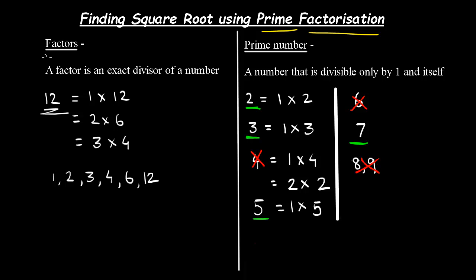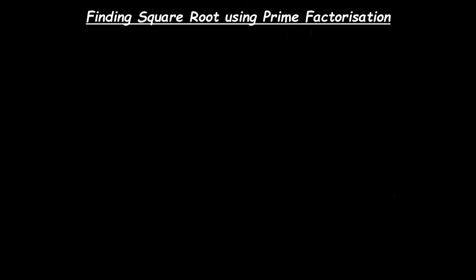So now we know what factors are, we know what prime numbers are. So what are prime factors? Prime factors are factors of a number which are prime numbers. Now let us see how to find the square root of a number using the prime factorization method. Let's take an example. You need to find the square root of 256 using this method. Now, to do this, first you will write the number 256 here and draw two lines like this.